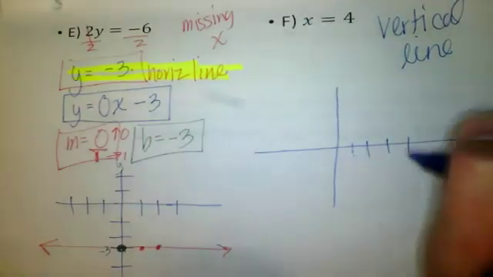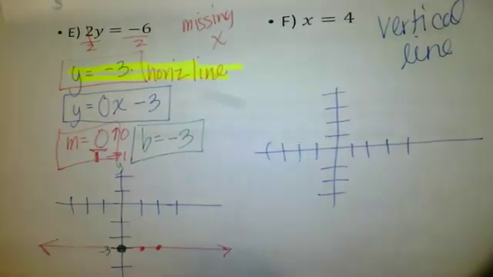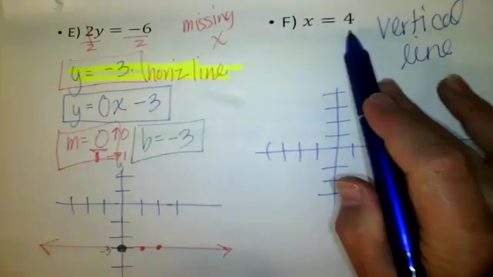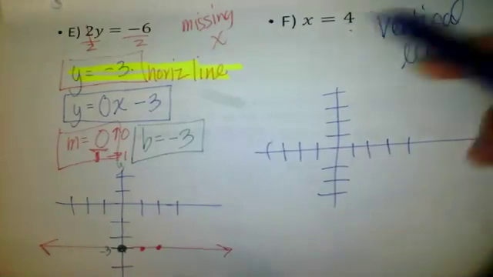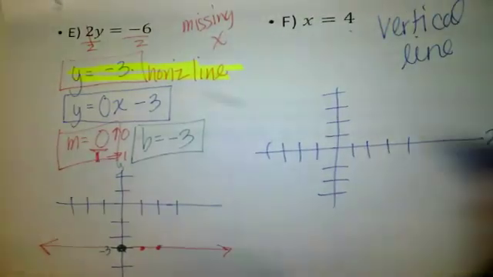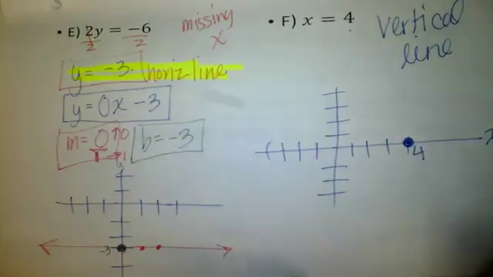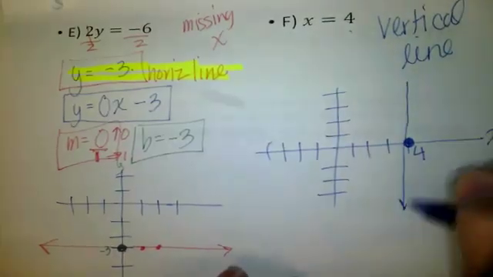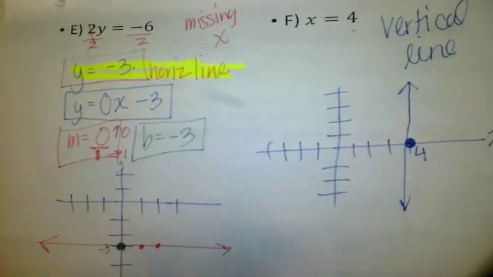1, 2, 3, 4. So for this one, yeah, that's what for slope, the 0 would be underneath. That's exactly right. But we don't even have to know that. We just have to know it's a vertical line. So this says go to the x-axis where x equals 4, and then just draw a vertical line through the number. So there's your vertical line through 4 on the x-axis.